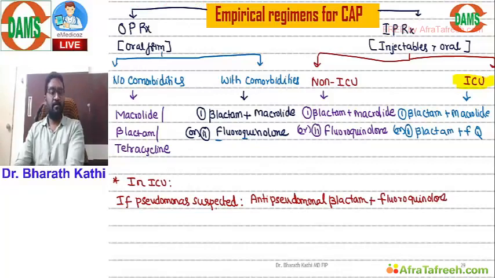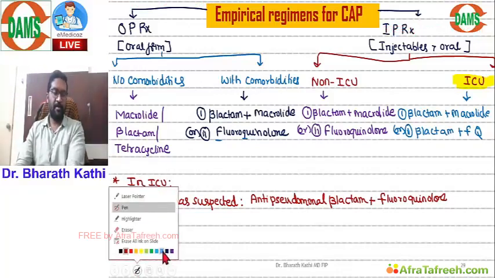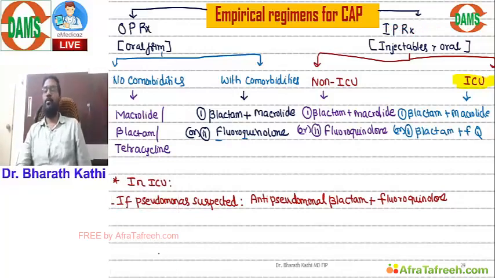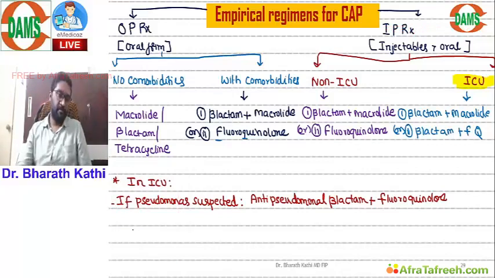So what are the examples of anti-pseudomonal beta-lactams that you know? So common, piperacillin tazobactam, cefoperazone sulbactam, meropenem, those.